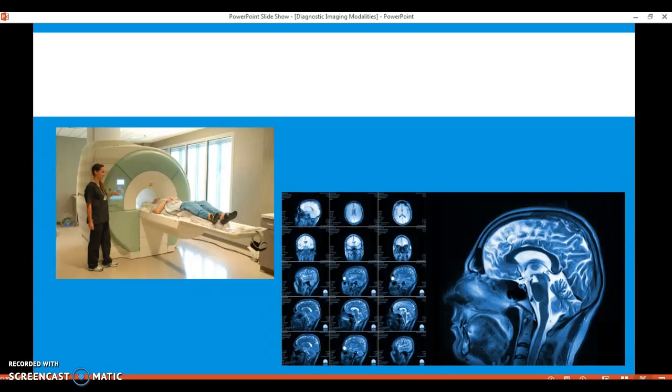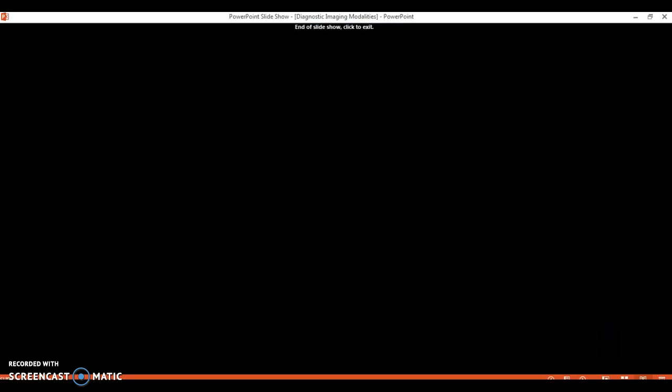The image on the right is a picture of the brain. As you can see, the detail of an MRI brain is incredible. You can see down through the sulcus and the different parts of the brain and the spinal cord. It is a very detailed image in comparison to the other modalities.